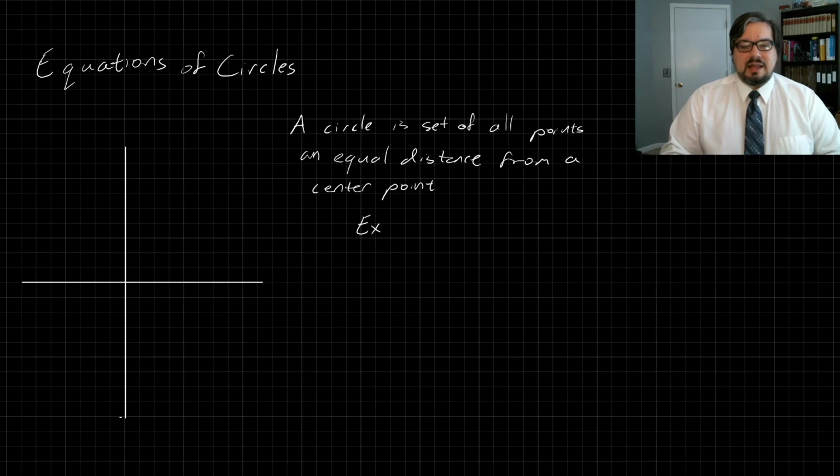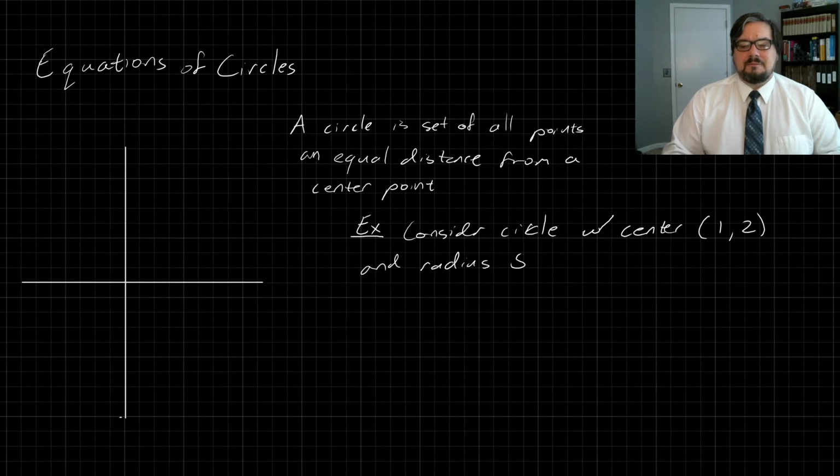So let's take an example. Let's consider the circle with center at the point 1, 2 and radius 5. So let's see if we can sketch this out, and then we'll think about whether we can actually write down an equation where the circle is the solution set to the equation.